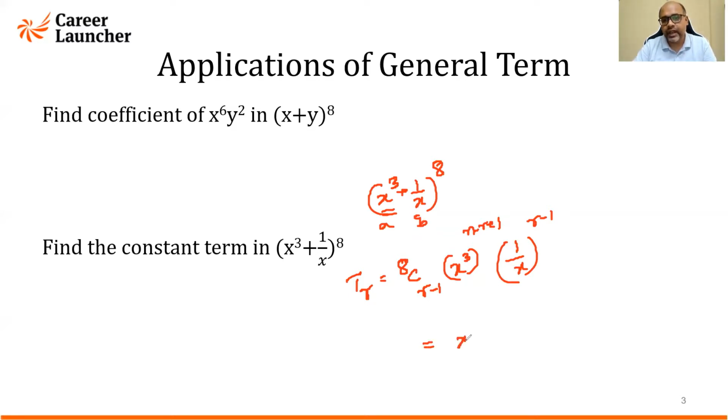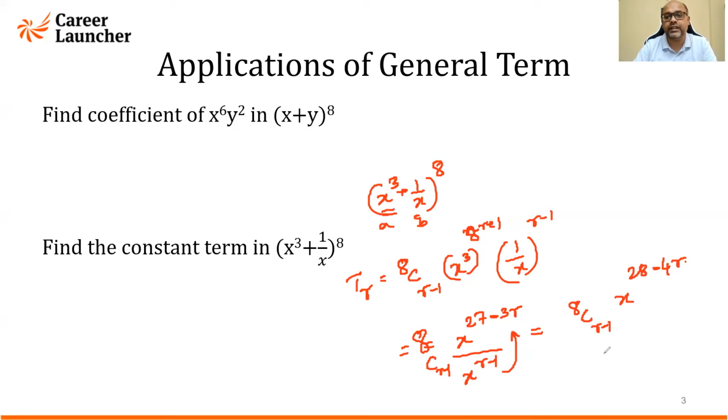So this becomes x power 3n minus, so n is anyway 8, so I will write n as 8 directly. So it is 24 plus 3, 27 minus 3r, divided by x power r minus 1, and there is an 8C r minus 1 also. So this becomes 8C r minus 1 times x to the power of, bring this to the numerator, 28 minus 4r.